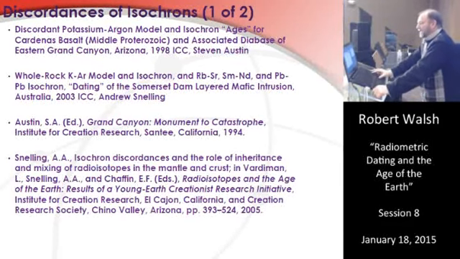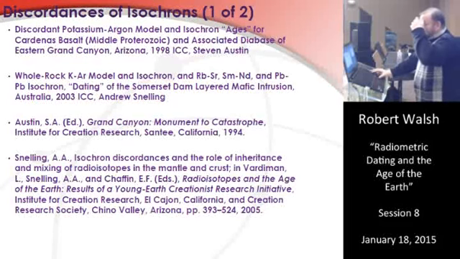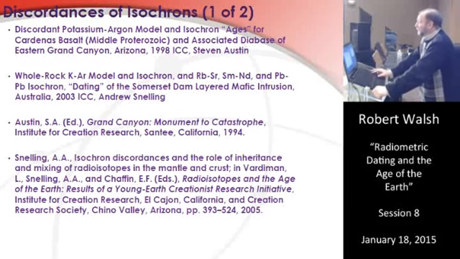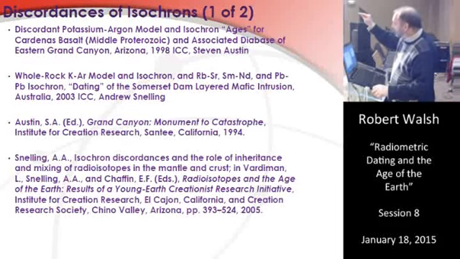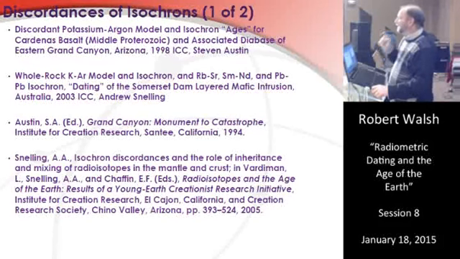The whole rock potassium argon model in the isochron in the Somerset Dam layer was also found to be very discordant, and this was published in the 2003 ICC by Andrew Snelling. So what these papers are saying is that the line coming through the data points is not straight. It didn't give a good correlation with the data. So the isochron method in these particular cases did not work. Therefore, the original amount was not correct or didn't have to be correct. So there's a problem.